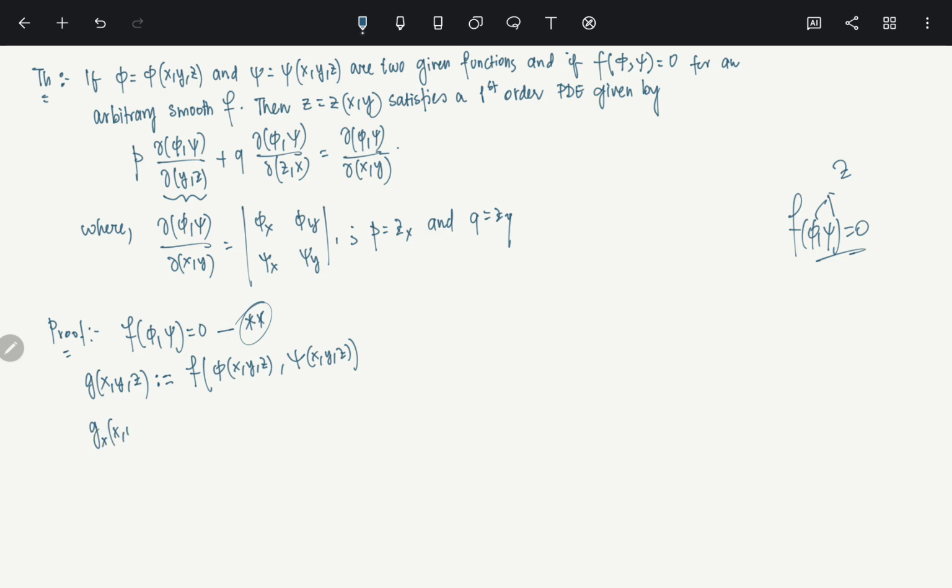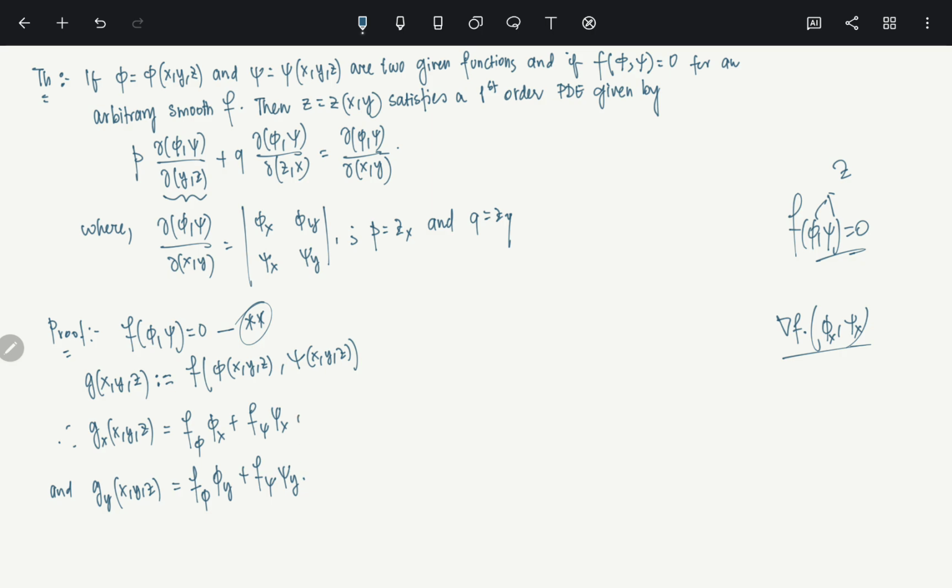Let's just look at it. g of x, y, z will be nothing but f of phi, x plus f of psi, x. This is just chain rule, right? Yeah. So basically this is gradient of f and then phi x and psi x dot, which actually turns out to be this particular thing. And if you look at what g_y of x, y, z gives you, it is basically f_phi of phi_y plus f_psi of psi_y. Is it okay? So those two relations are there.